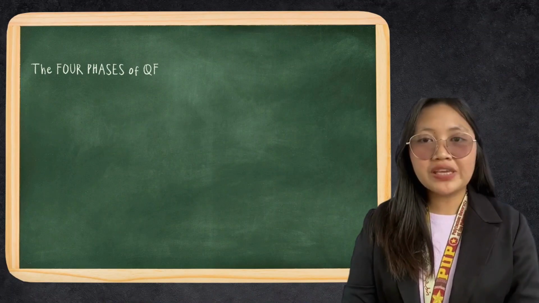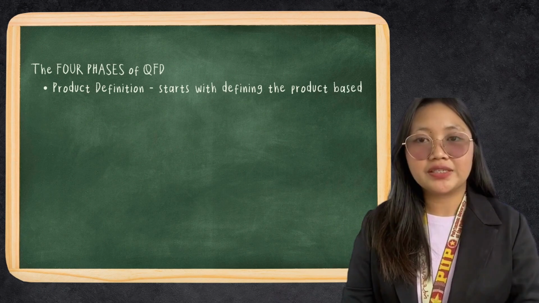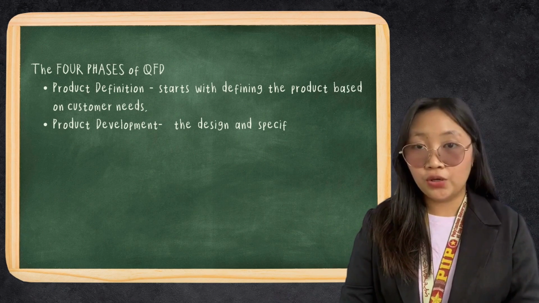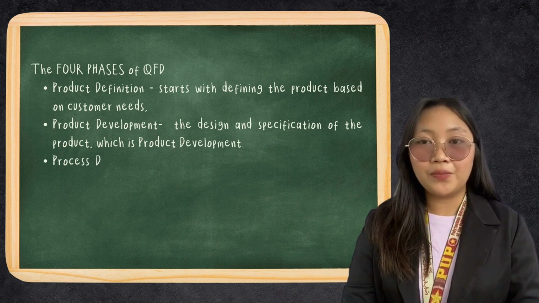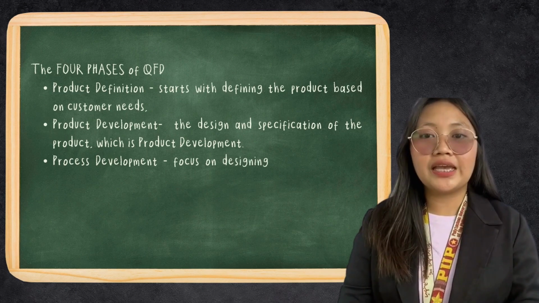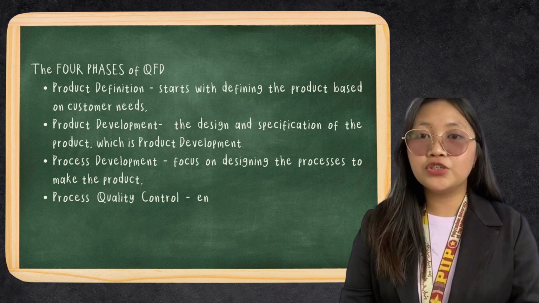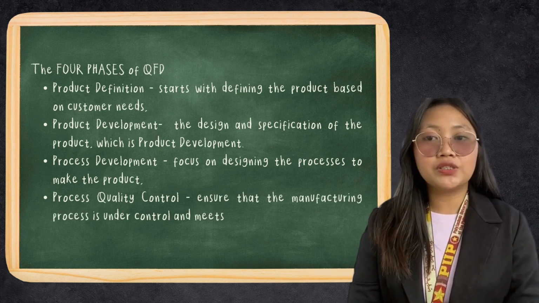Great answer. So the 4 phases of QFD are designed to guide the entire product development process. It starts with defining the product based on the customer needs, the product definition. Then it moves to the design and specification of the product, which is the product development. After that, we focus on designing the process to make the product, and that is process development. And finally, we ensure that the manufacturing process is under control and meets all the requirements, which is the process quality control.